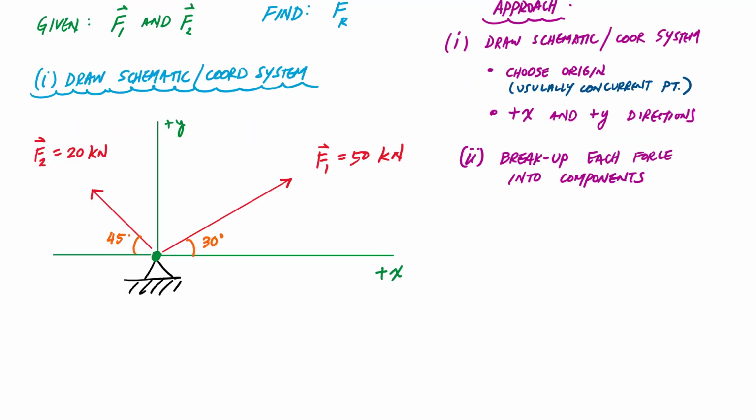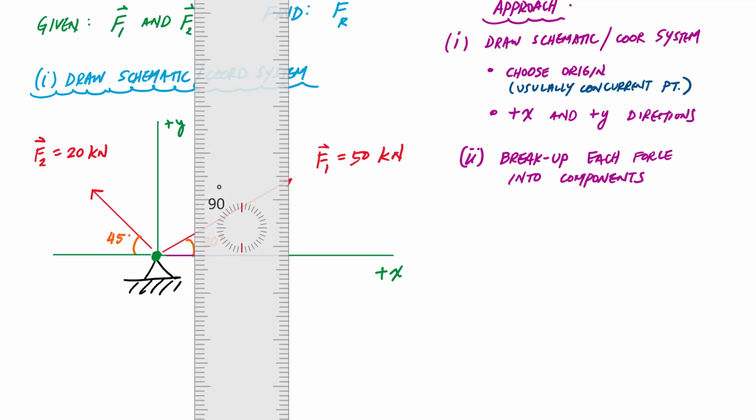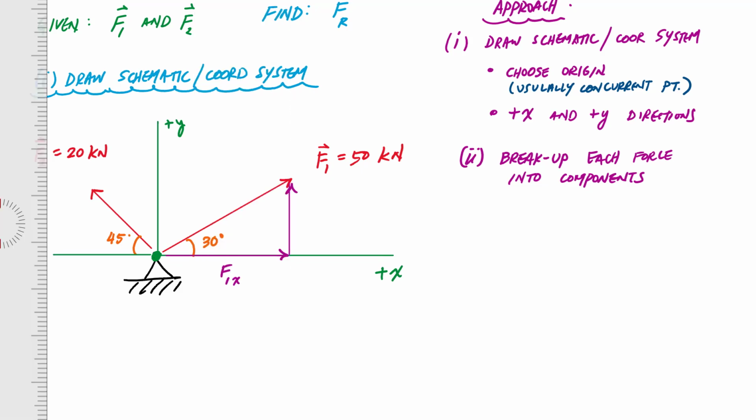I want to break up each force vector into its horizontal and vertical components. For instance, F1, I'll use the color purple. We break it up into a vector triangle that looks like this. We have F1x, and this would be F1y, the y component. And we know the directions. We're really interested in the magnitudes.